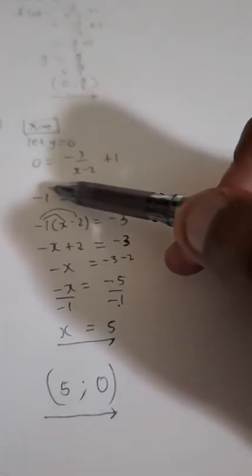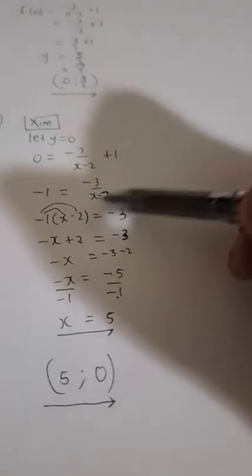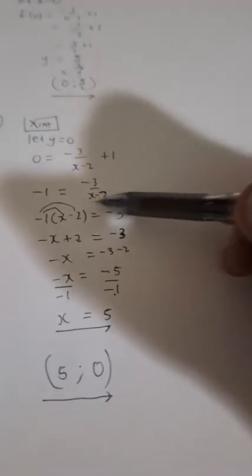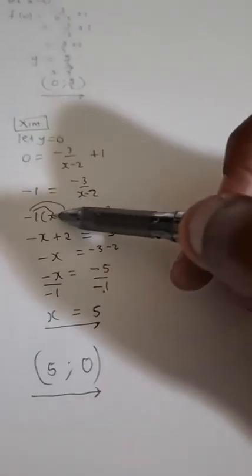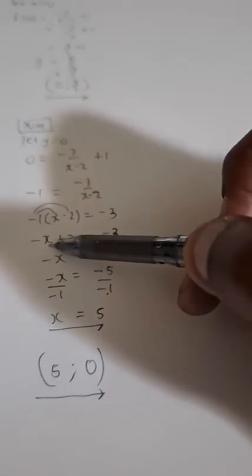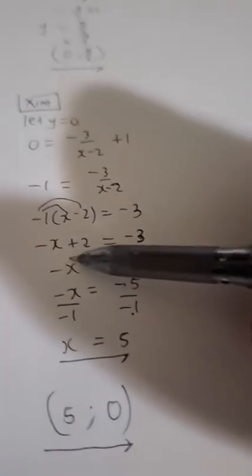When it is multiplied by negative 1, remember, we actually write the binomial inside the bracket so that the negative 1 can be distributed. Negative times a positive x gives us negative x, and negative 1 times negative 2 gives us positive 2.